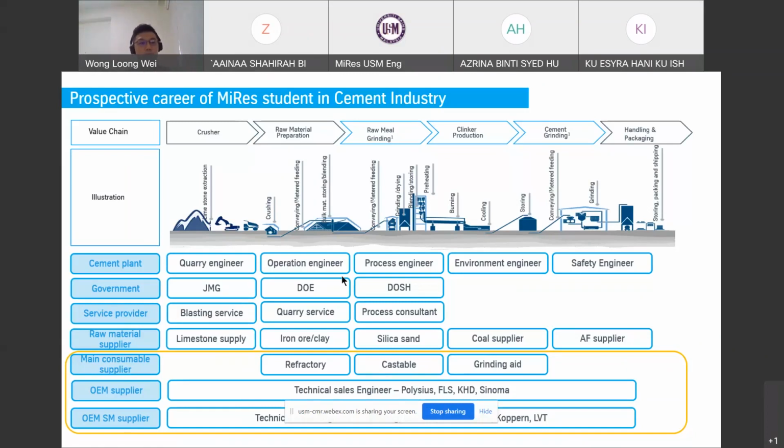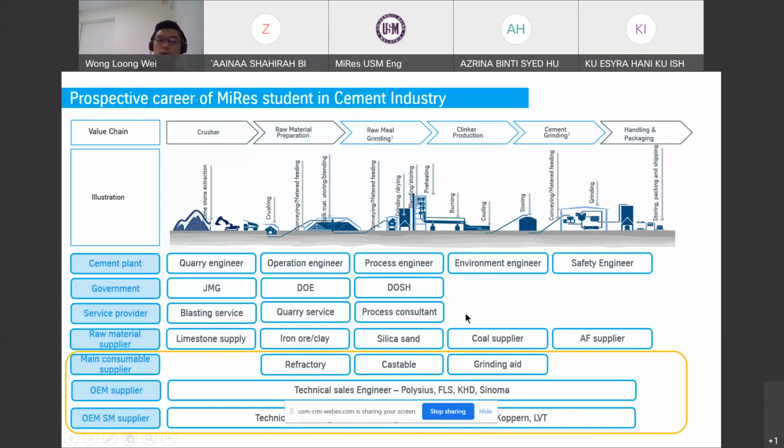We also have a different perspective whereby some of our seniors or juniors are going for a service provider in the cement industry. So some cement plants are not having their in-house blasting service. They outsource the blasting service to a different supplier. In this case, there's an opportunity to provide a blasting service or a quarry service to a cement industry.